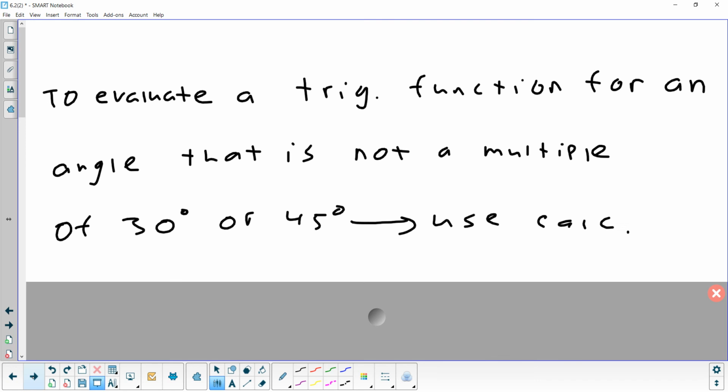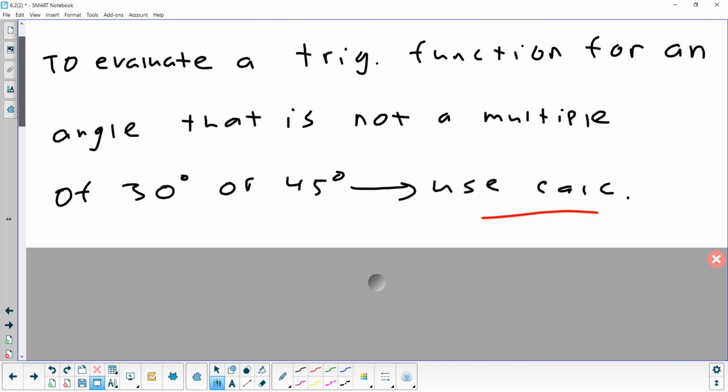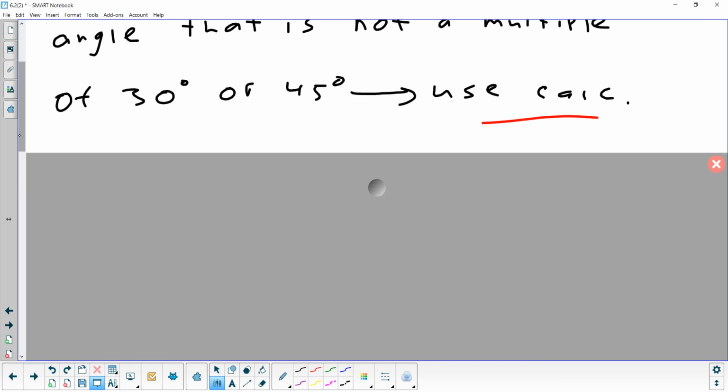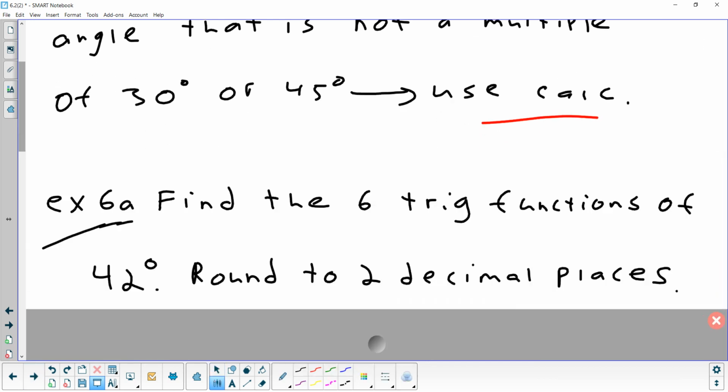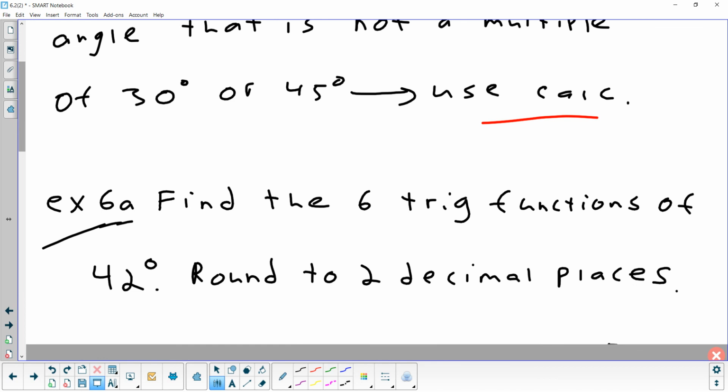Okay. Now, what if you get an angle that's not a multiple of 30 or 45? Well, it's not something that we can easily find the coordinate for. Technically, if it's a multiple of 15, we could at some point. But for now, if it's not a multiple of 30 or 45, we're going to use the calculator. All right, so let's look at how we do that. Find the 6 trig functions of 42 degrees. Round your answer to 2 decimal places.